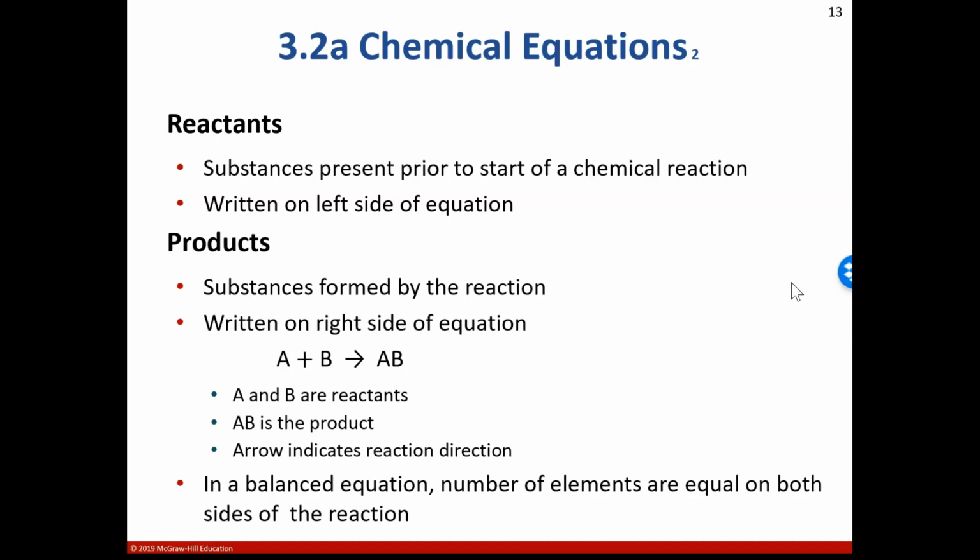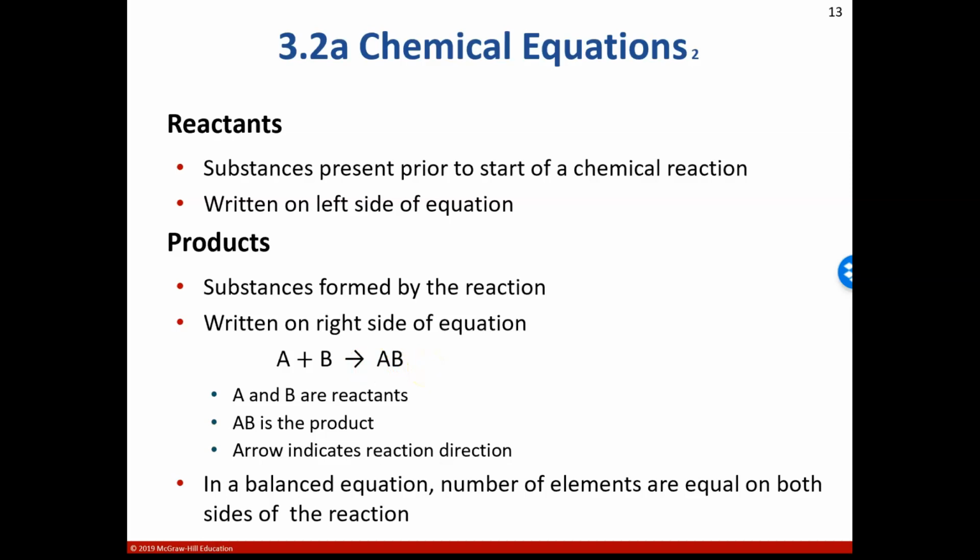Our reactants are going to be substances present prior to the start of the chemical reaction, and like we said before, they're written on the left side of the equation, whereas our products, they are formed by the reaction, and we can find this on the right side of the equation. This arrow here is representing our direction of the reaction.